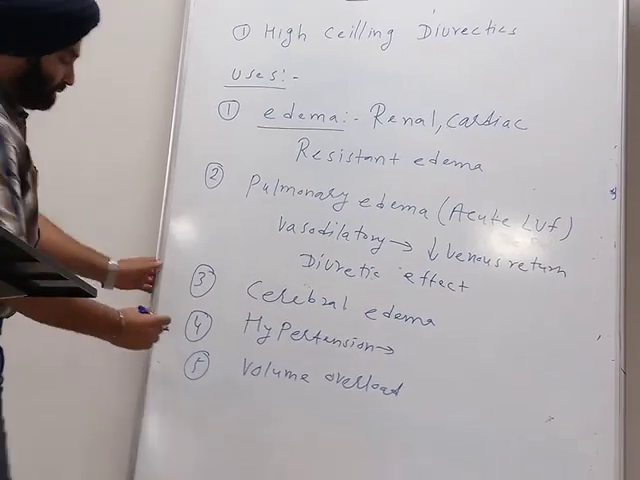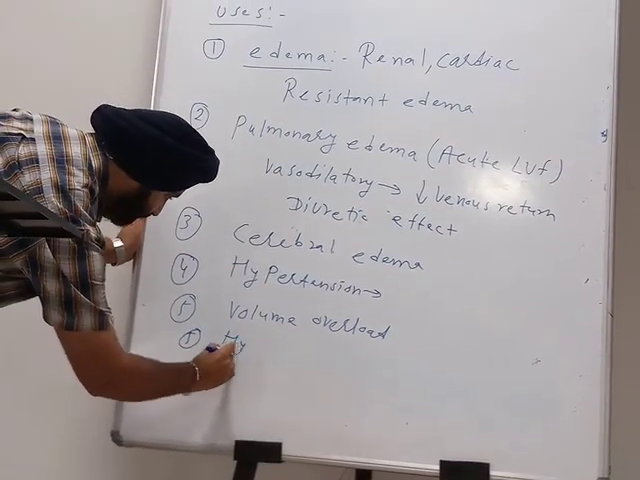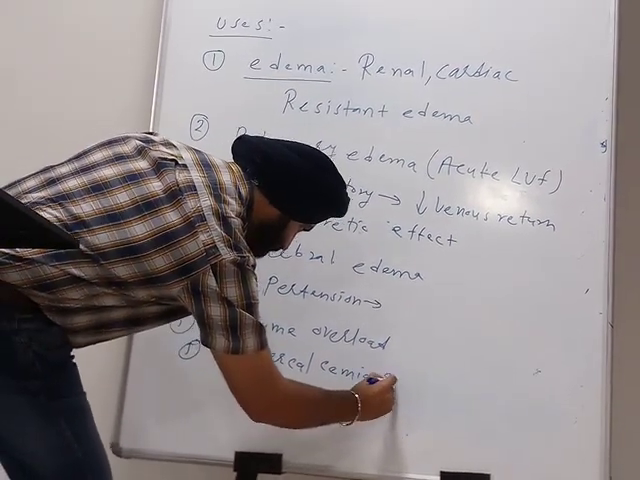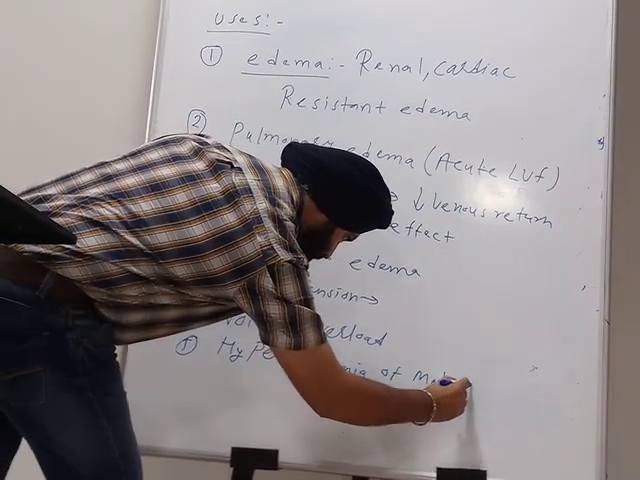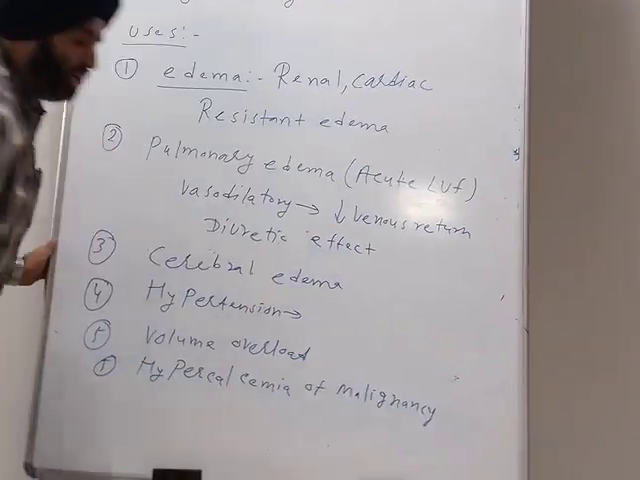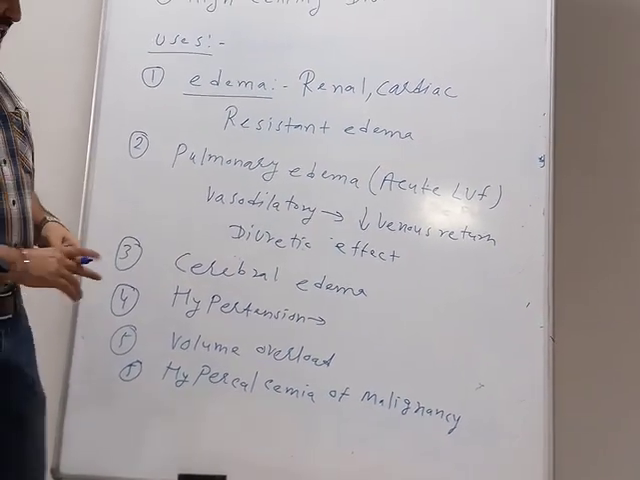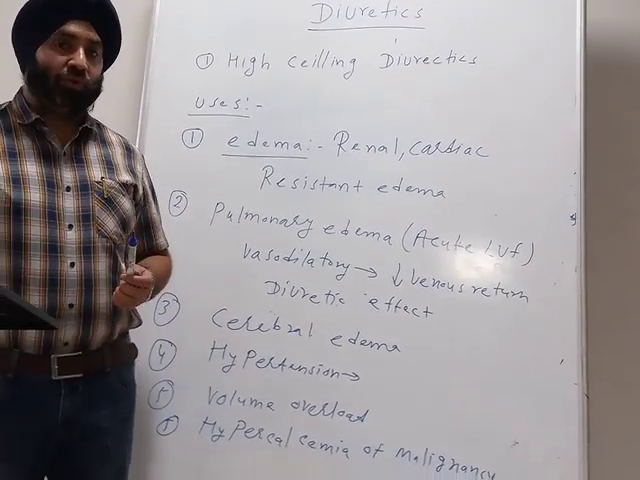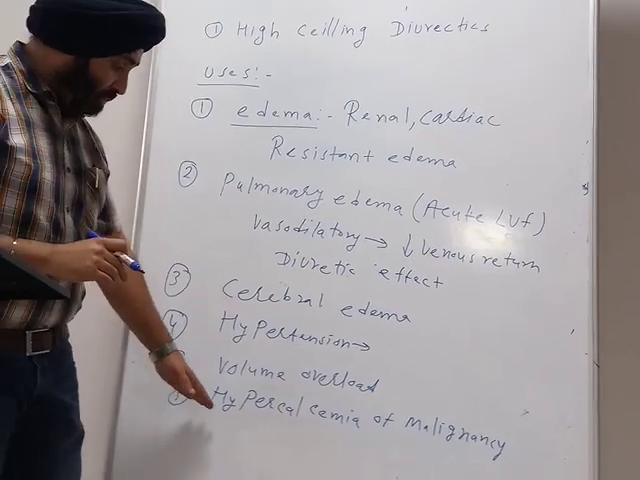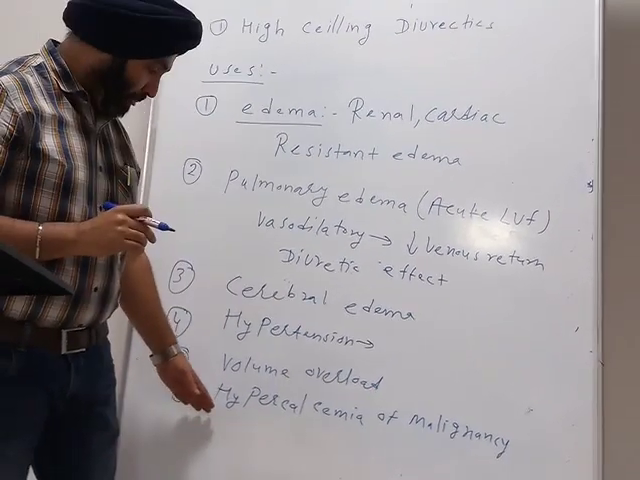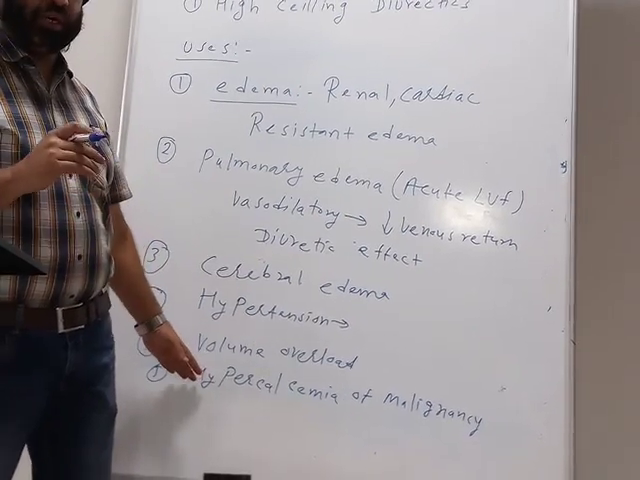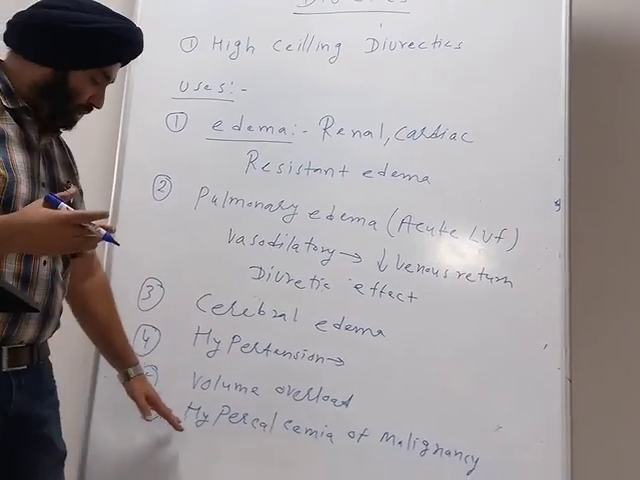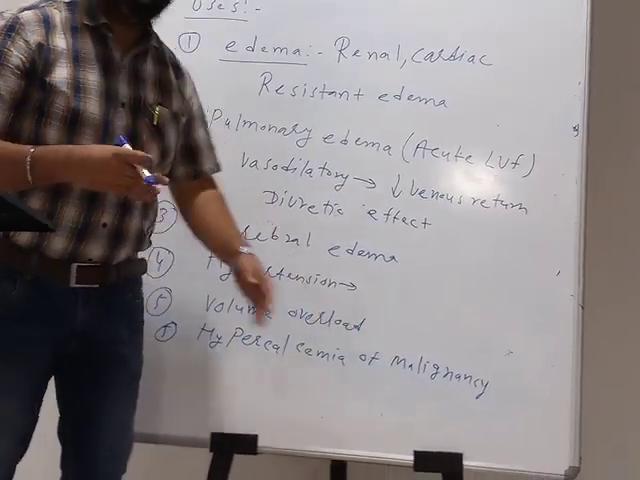And the last use is hypercalcemia of malignancy. In some malignancy conditions, fluid depletion occurs, which causes hypercalcemia. So a high amount of fluid is infused, but to prevent the volume overload, furosemide is given after that. At the same time, as we have discussed, it increases calcium excretion also, so it will really help to relieve the hypercalcemia of malignancy.